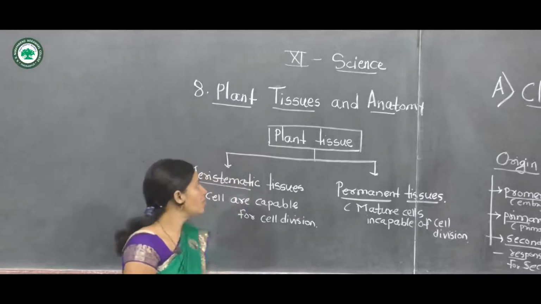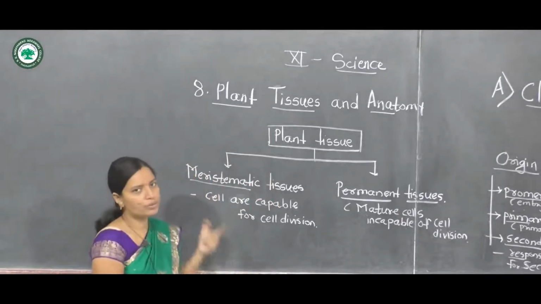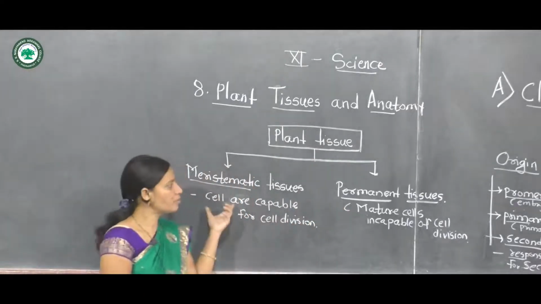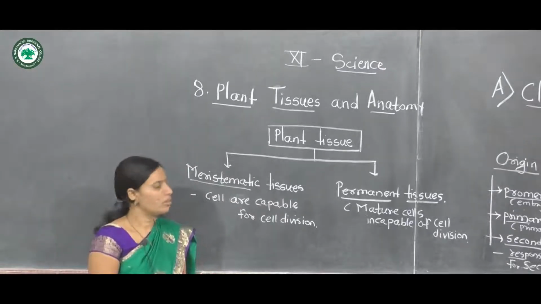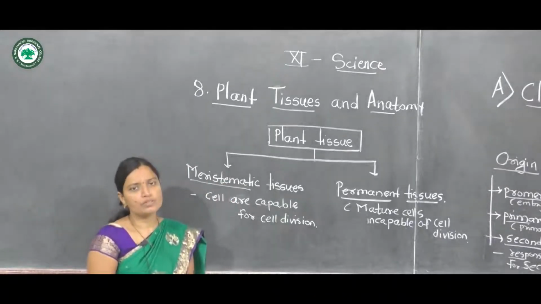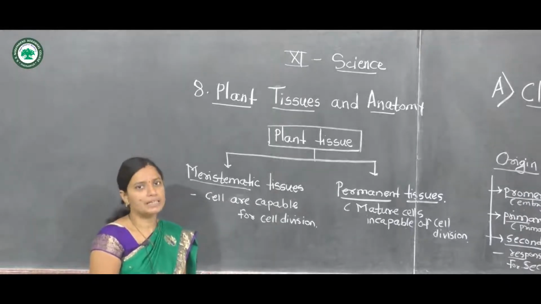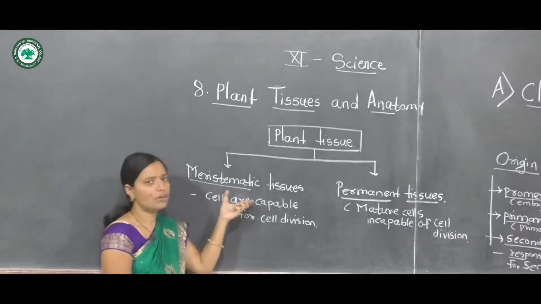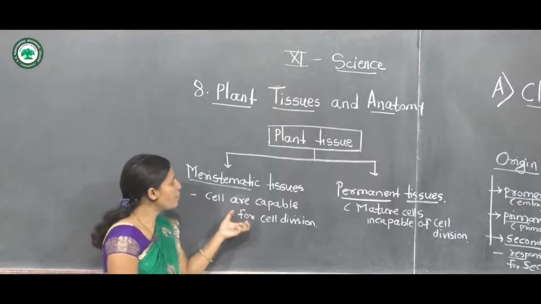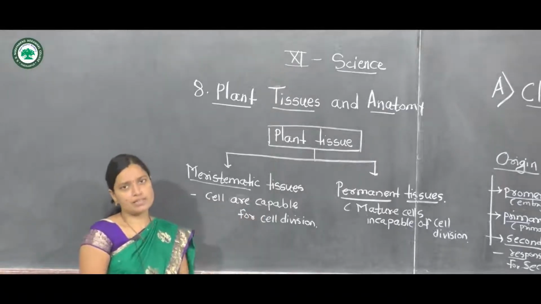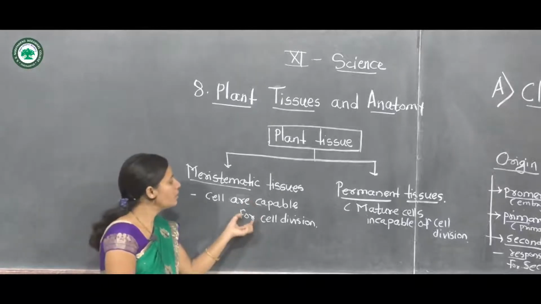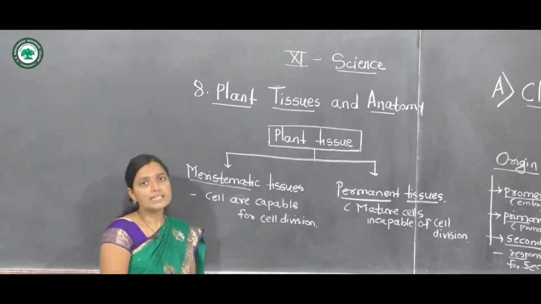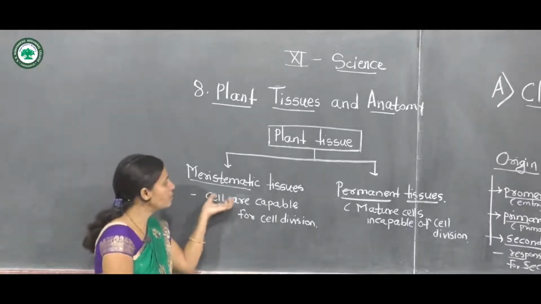First of all, let us discuss these plant tissues. There are two types of tissues, the meristematic tissues and the permanent tissues, and the difference between these two is very important. The first one is meristematic tissue. This tissue is present in the growing region of the plant body, and it is capable of cell division. Cell division takes place with the help of this meristematic tissue.